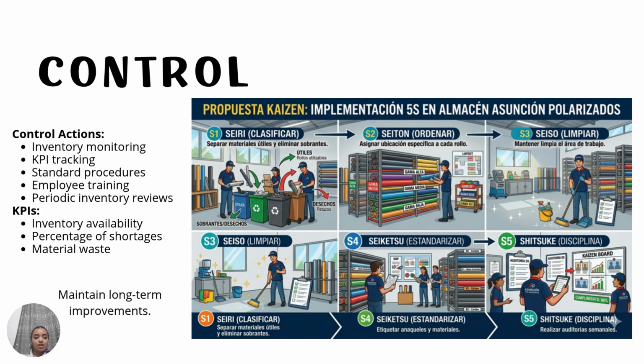In the control stage, different actions were proposed to maintain long-term improvements. These actions include inventory monitoring, KPI tracking, standard procedures, employee training, and periodic inventory reviews. The main KPIs include inventory availability, percentage of shortage, and material waste. This stage is important because it helps maintain process stability over time.